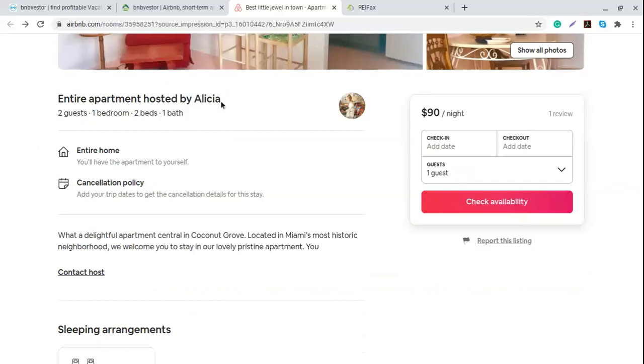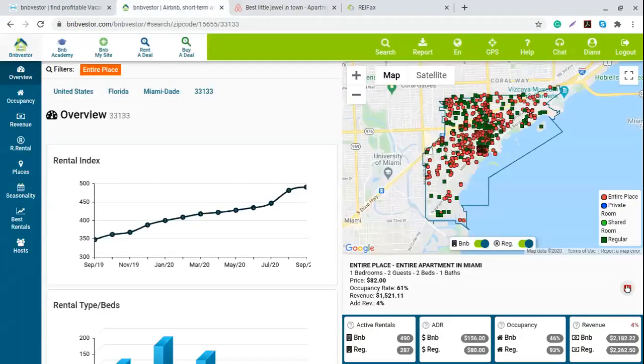But this year it says hosted by Alicia, okay? If you want to contact the host, that is something that you need to do through Airbnb and not through us on B&BVestor, okay? Let's go back. So this is how you can see the information of one property.